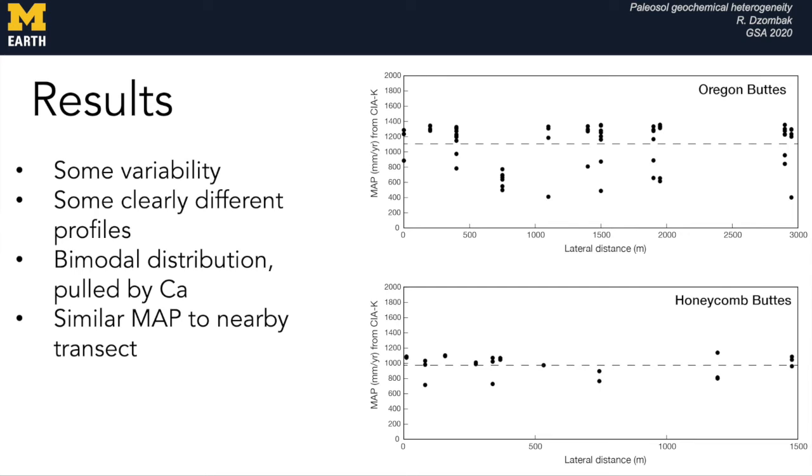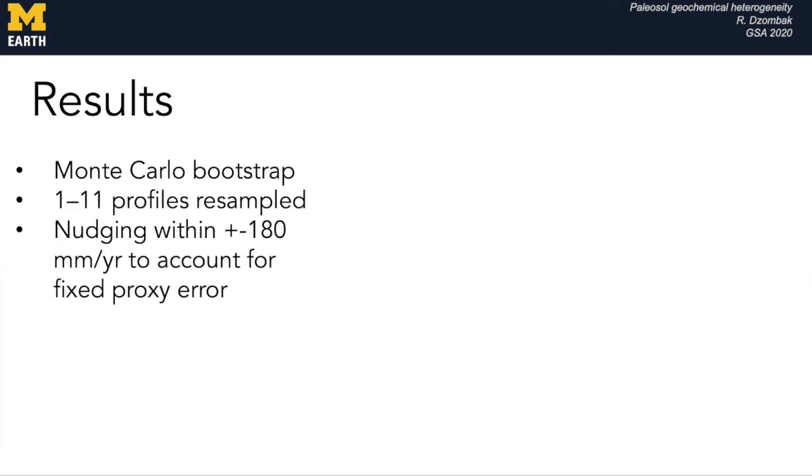And if we compare R Valley to the next one over from the previous work, we see that they have pretty similar mean annual precipitation results, which is just a good verification that the proxy is robust at a slightly scaled up spatial extent. And then going into our resampling work, we used a Monte Carlo bootstrapping method and essentially just resampled the mean annual precipitation reconstruction with either 1 all the way up through 11 profiles being resampled. And then when we did that resampling, we also randomly nudged the precipitation value within the standard error associated with that proxy.